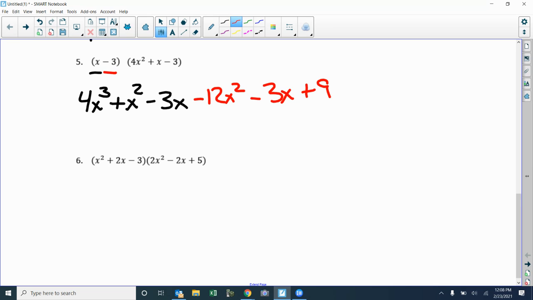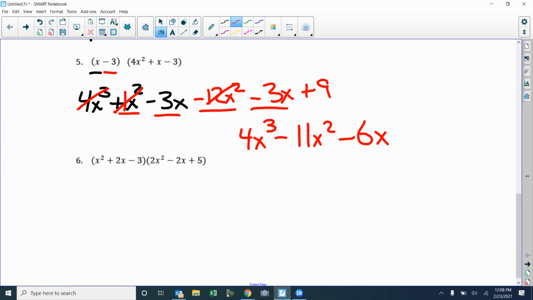Put it in standard form and combine like things. We're going to have 4x to the third, that's our only third. Well, here we have an x squared and an x squared. This is a positive 1, and negative 12 gives me a negative 11 of those. We have minus 3, so that's going to give me minus 6 of those. And then plus 9.